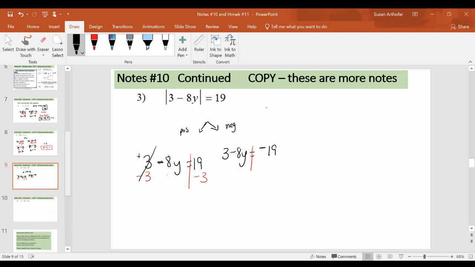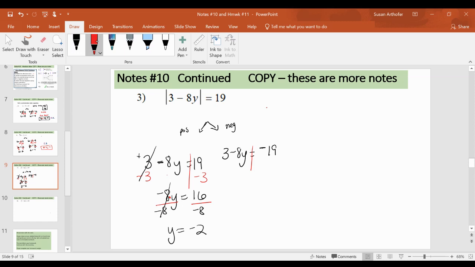Okay, so 3 minus 3 is 0. Bring down the negative that's on the 8. And 19 minus 3 is 16. Remember, there's a hidden multiply dot in between the negative 8 and y. That's why we're dividing on both sides by negative 8. So what's a positive over a negative? That's negative 2. 16 divided by 8, and a positive divided by a negative is a negative.